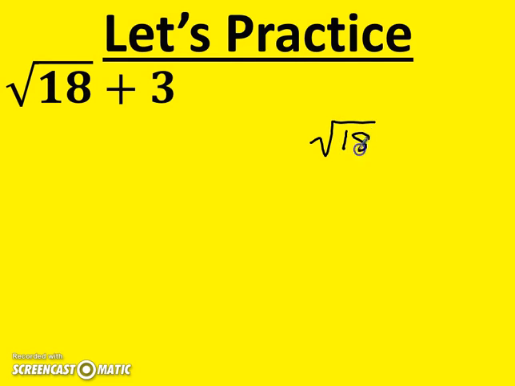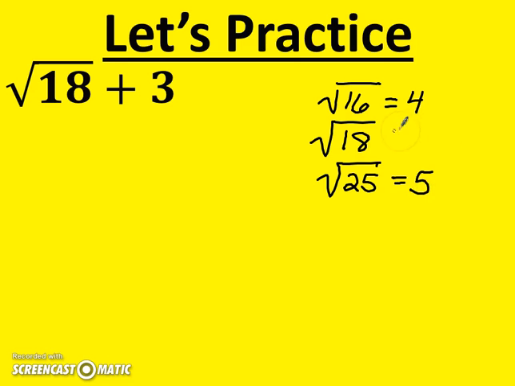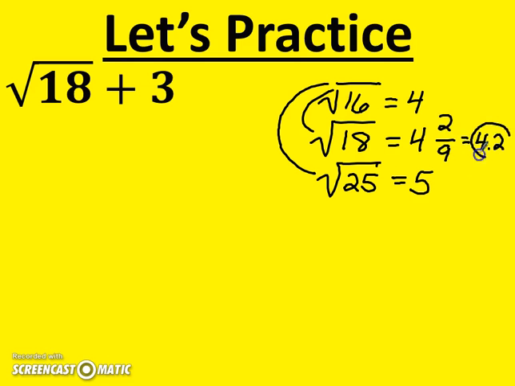The square root of 18 is also a non-perfect square root between 16 and 25. The square root of 16 is 4. The square root of 25 is 5. So this is 4 point something. We get 2/9. 2/9 is a repeating decimal. It'll be 0.222. So this is the same as 4.2.